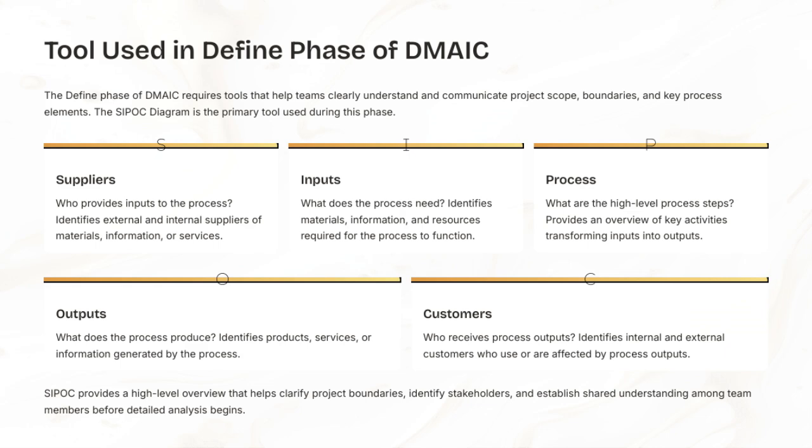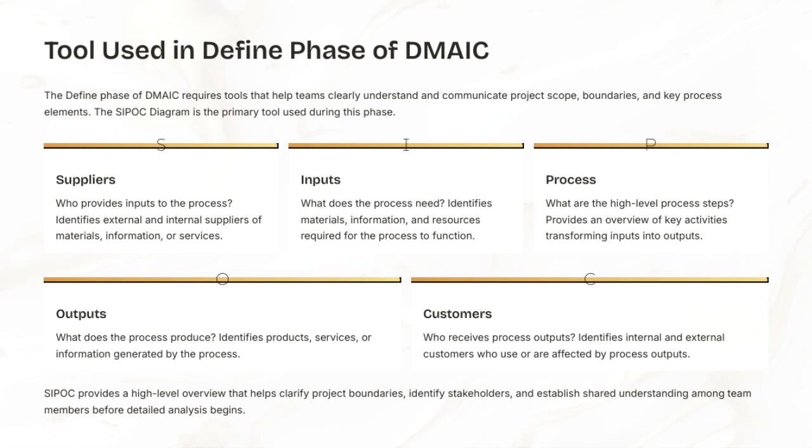Clearly defining outputs ensures we understand what the process is delivering. Then, we look at the high-level process steps. This is the process itself, an overview of the main activities that transform inputs into outputs. It's about seeing the big picture of how things get done.